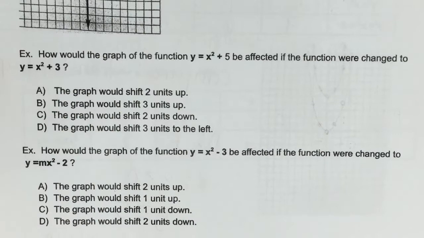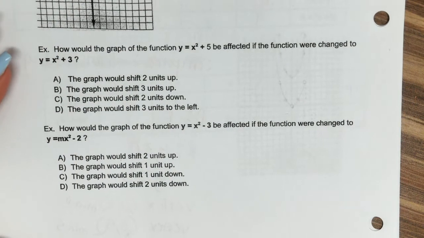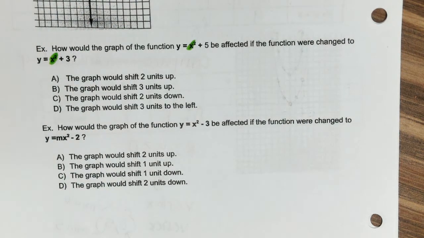Good. All right, let's answer these last 2 questions. Yep, this is how they might be asked on an EOC. It says, how would the graph of the function y equals x squared plus 5 be affected if the function were changed to y equals x squared plus 3? So everybody look at the first number. Did anything change there? No, so it would not be a vertical stretch or horizontal stretch. Okay, but everybody look at the second number.